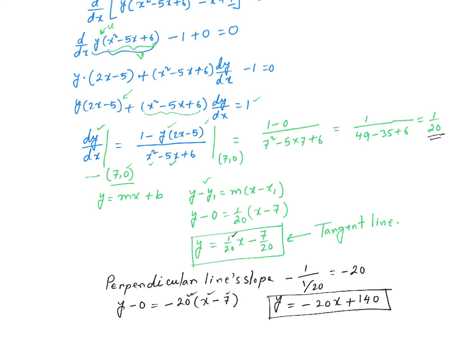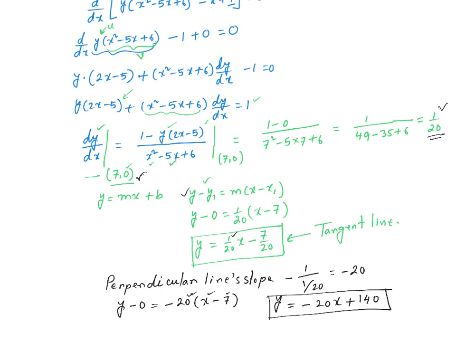So now let me summarize what I just did. I found the x-intercept by setting y to 0. Then I took the derivative of the given function. Once I found the derivative, I evaluated it at 7, 0, which was the x-intercept. And once I evaluated it at the x-intercept, I found the slope, which is 1 over 20. That was the slope of the tangent line.